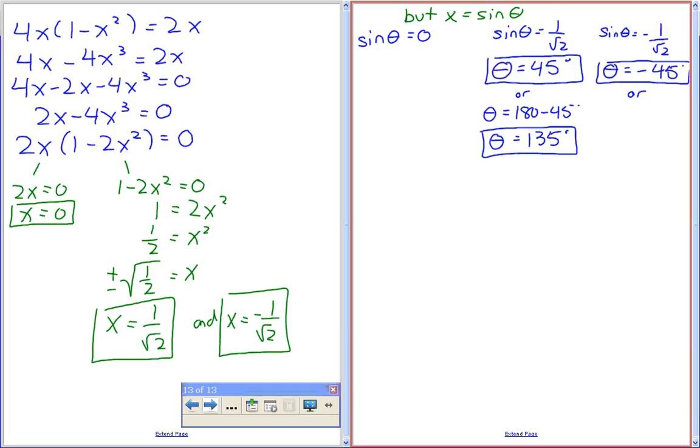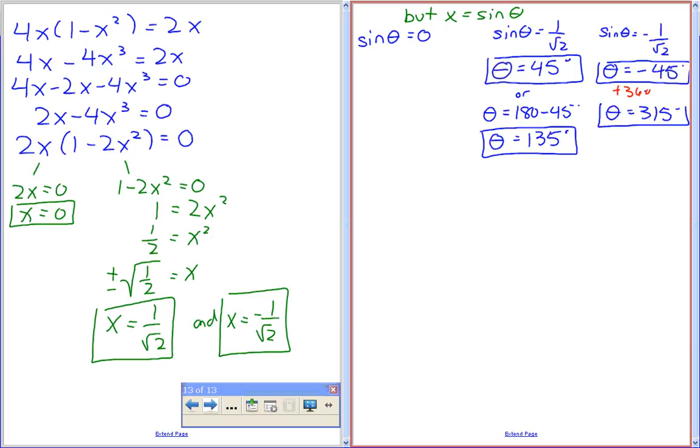Okay. Negative 45 I don't like because it's negative. How do I make it positive? Add the period, okay? So I'm going to add 360. I'm going to say plus 360, and I get theta equals 315.